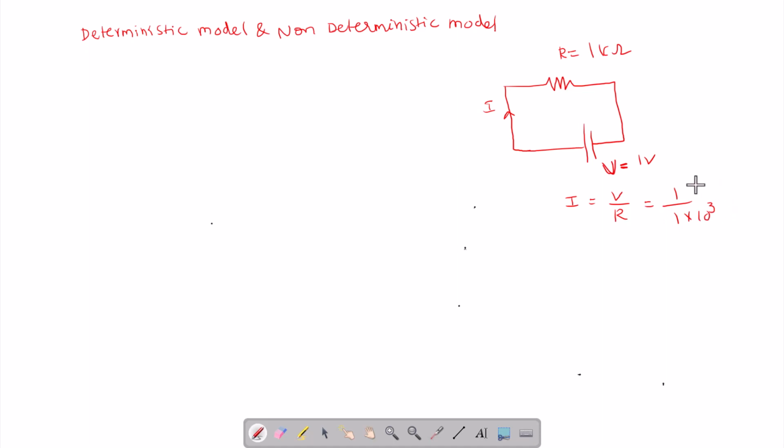To understand in a better way, let us consider a simple resistive circuit having a resistor and the supply or battery. The supply voltage V is equal to 1 volt. The resistance R is equal to 1 kilo ohm. If you connect the circuit like this, obviously some sort of current will flow through this circuit. According to Ohm's law, the current I is equal to V by R, that is 1 volt by 1 into 10 to the power of 3, which can be written as 1 into 10 to the power minus 3, nothing but 1 milliampere. So the current is 1 milliampere.